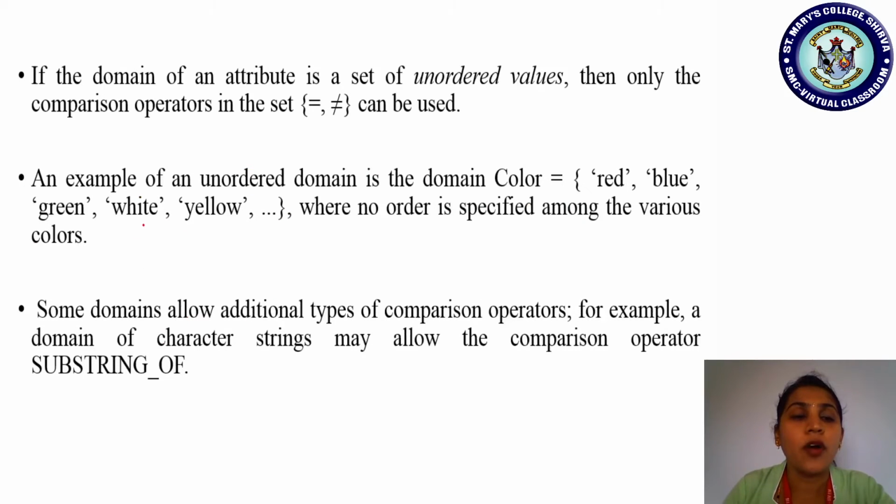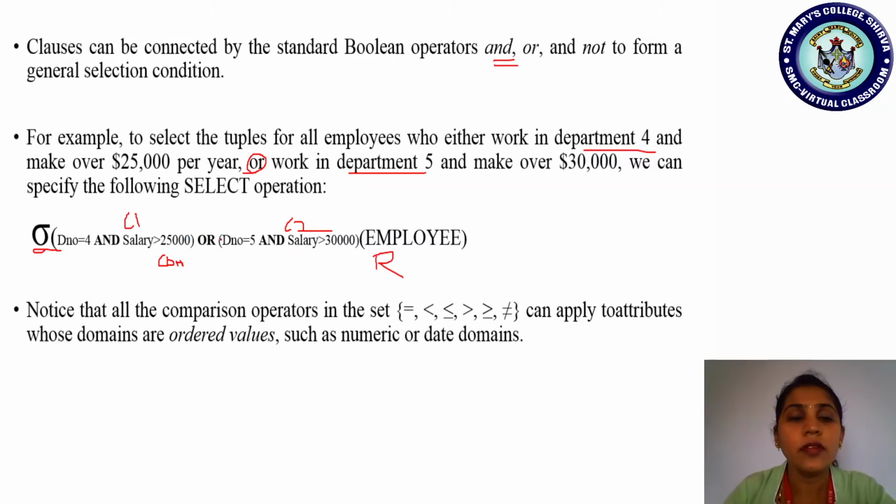So just check here, we have mentioned OR, and another possibility is what? Employee working in department number 5 and salary greater than how much? 30,000. So using the AND operator we have connected how many conditions? Two conditions: department number should be 4 as well as salary should be greater than 25,000, and another condition is department number equal to 5 and salary greater than 30,000. So these are the qualifying conditions, either the department number 4 combination or the 5 combination.